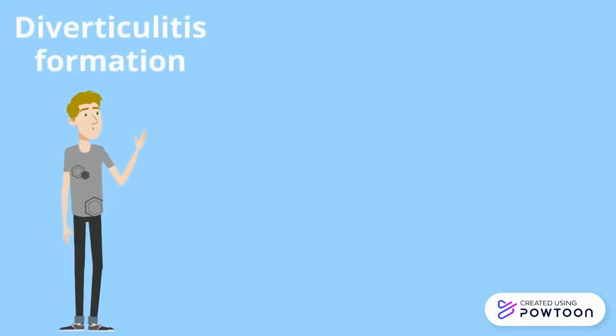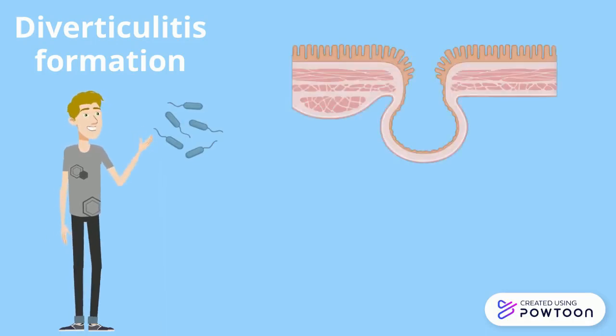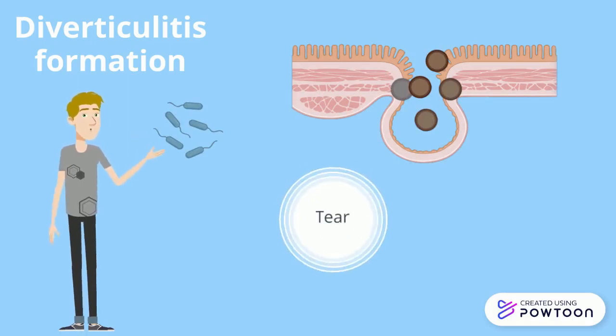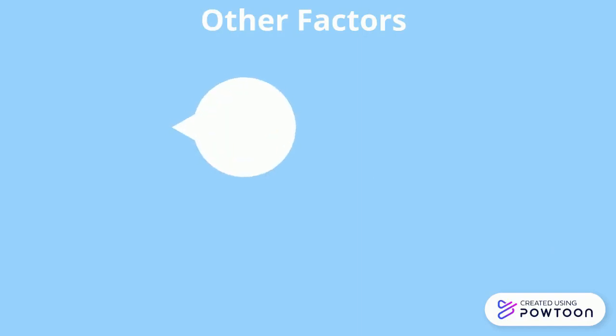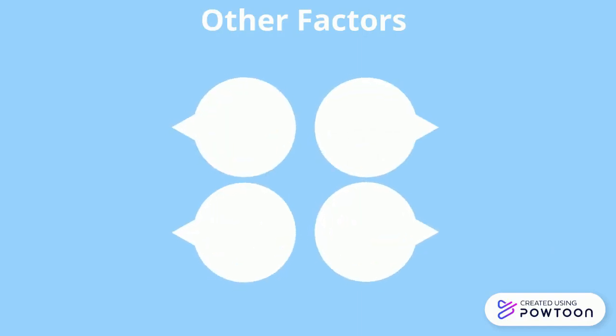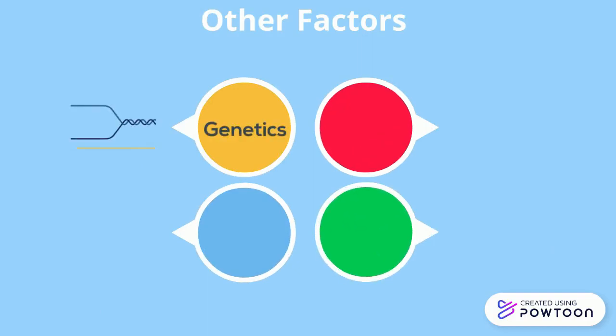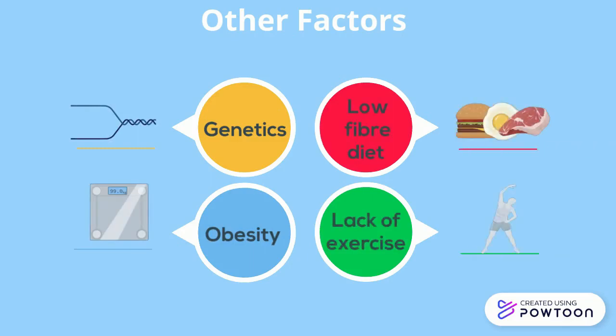Diverticulosis forms into diverticulitis when diverticula become infected and inflamed. This commonly occurs when diverticular pouches are blocked by stool, but can also occur due to tearing or, more seriously, rupture of the diverticula. Although it must be noted that diverticular disease is not fully understood, and it is believed that other factors play a role in the disease. These factors include a genetic predisposition, obesity, low fibre diets, and a sedentary lifestyle.